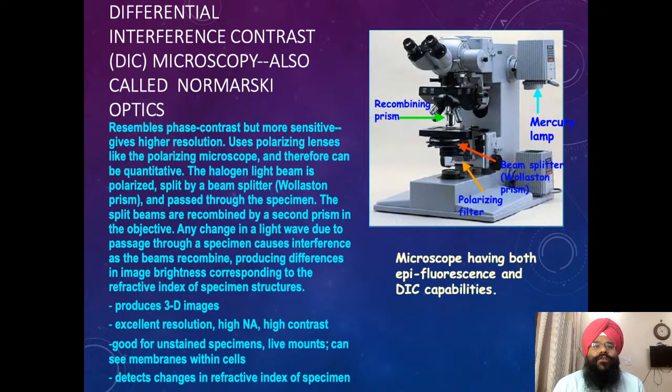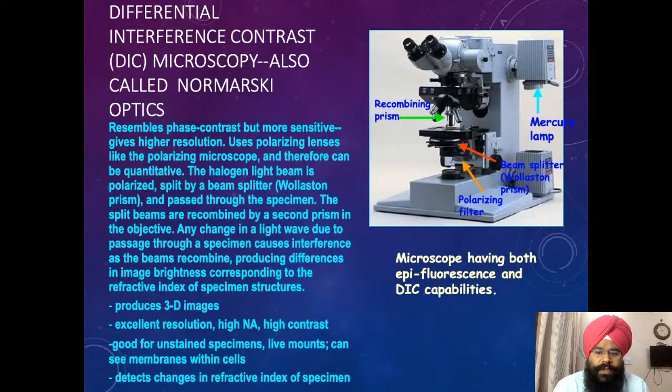Then comes the differential interference contrast, that is the DIC microscope that we discussed just now, also called Nomarski optics. It resembles phase contrast but is more sensitive and gives higher resolution, so we can see things in a quantitative manner. We have a mercury lamp, a beam splitter, a polarizing filter, and a recombination prism at the top. It is very complicated, and it gives 3D images. You get 3D images from the DIC microscope, with excellent resolution, a high numerical aperture, high contrast, and it detects changes in the refractive index of specimens.